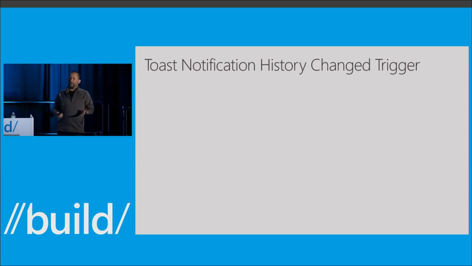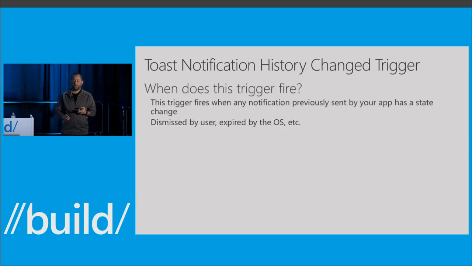And then there's one more thing I want to talk about before we throw it over to the demo. Toast notification history changed trigger. This one is a really great feature. So this trigger, just like a lot of triggers in the system, has a certain time when it fires. And for us, this is whenever a notification for your app in Action Center has changed.